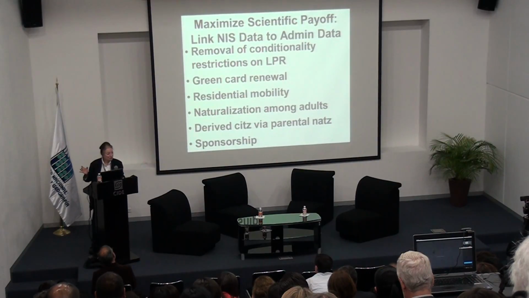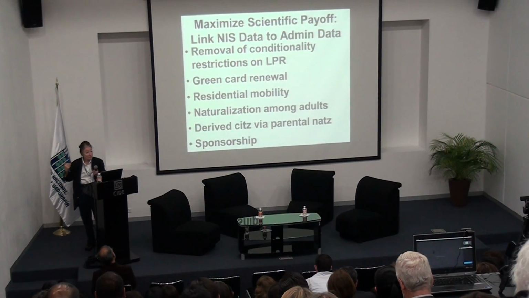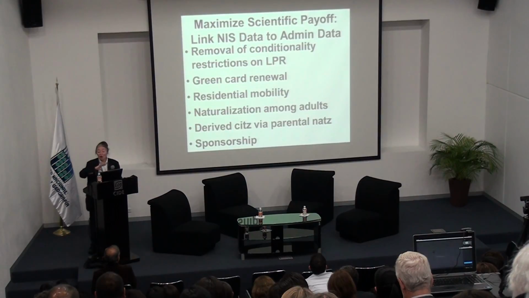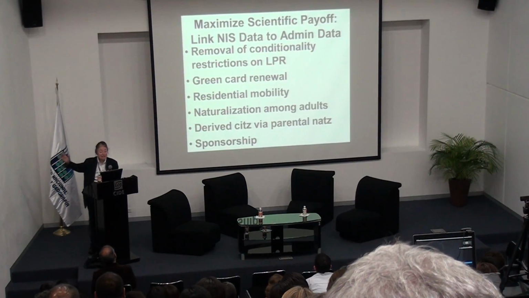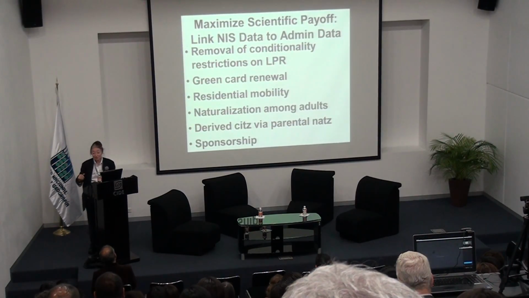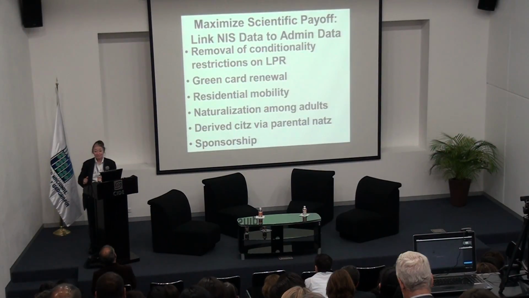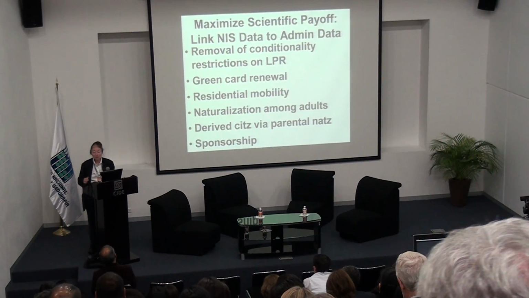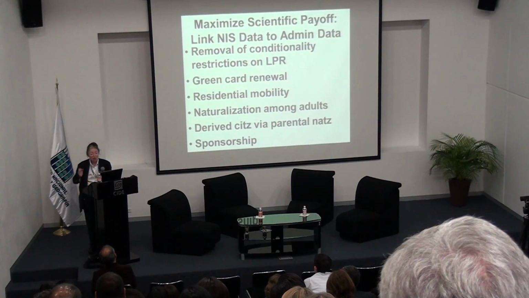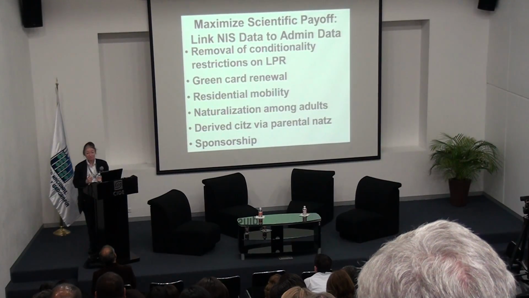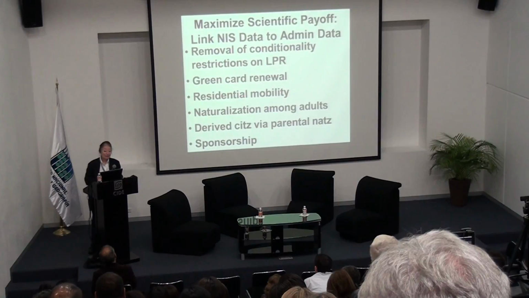These persons in the 2003 report and the earlier ones in 1996 are way past the 10-year expiration of the green card. We could learn who renewed the green cards and who did not. That would shed a lot of light on immigration, for example. Residential mobility.